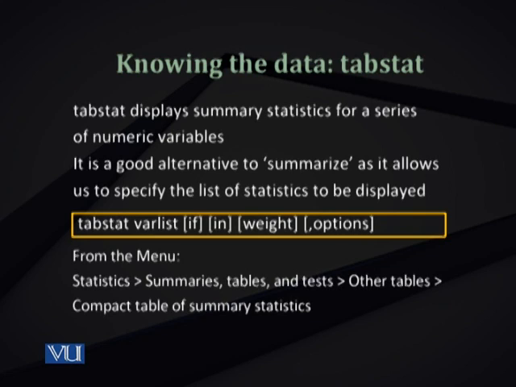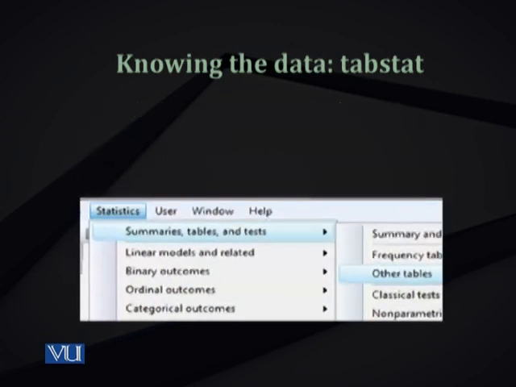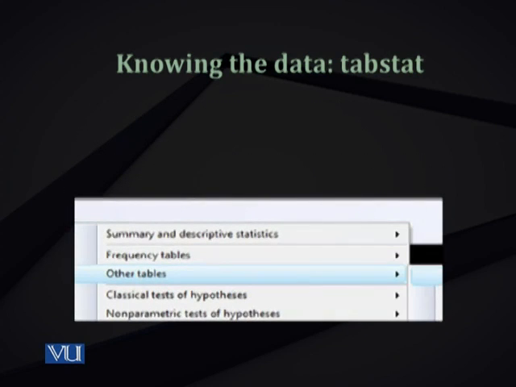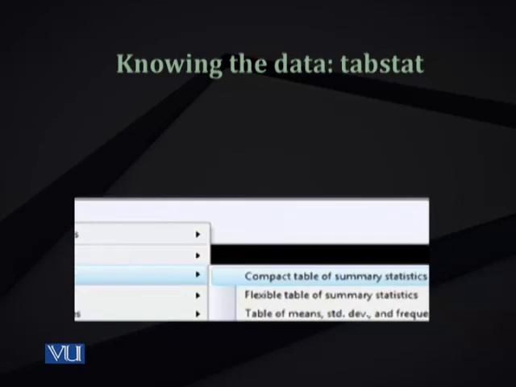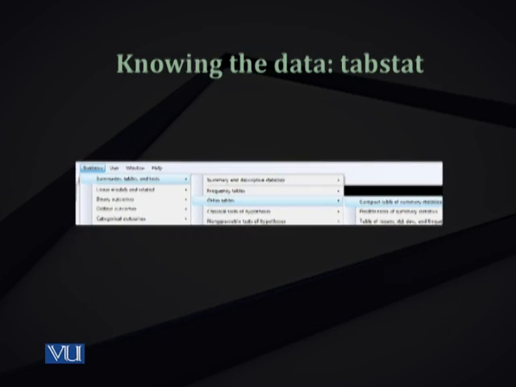So let's see what tabstat does. So if you want to use the graphic user interface, you will click on statistics, then summary tables and tests, and this time the third one, other tables, and then compact table of summary statistics. So this suggests that tabstat would be providing compact results as compared to other commands that you have been going through. So if you make these 3-4 clicks, you will have a window to specify your variables and etc., and you will say okay, and you will get the results.